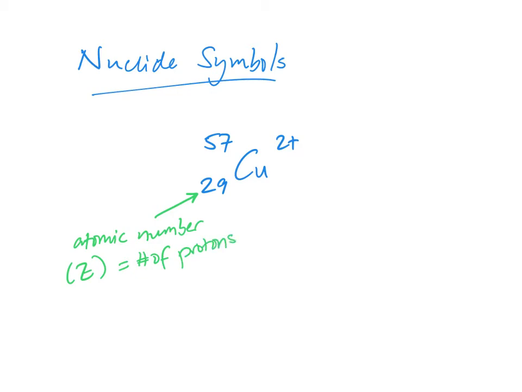So this particular copper, as with all copper atoms, has 29 protons. If they don't have 29 protons, they're not copper. This number in the upper left is called the mass number. It sometimes is abbreviated with the letter A, and it represents the number of protons plus the number of neutrons.